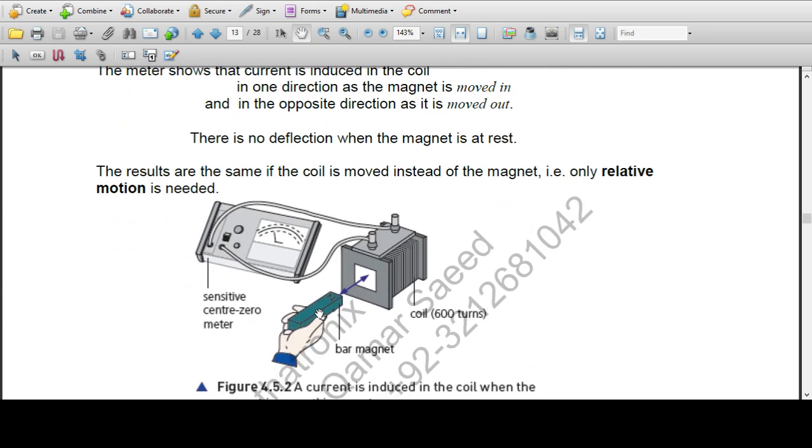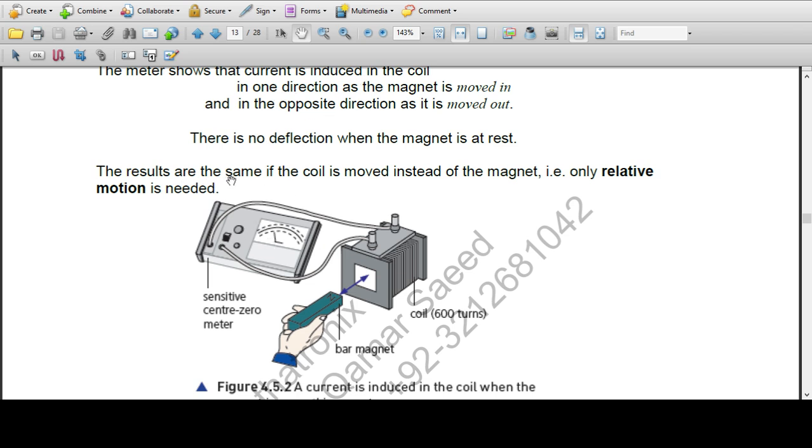When the magnet is moved in, it shows a deflection, and when it moves out, it shows the deflection in the opposite direction. There is no deflection when the magnet is at rest. When the magnet is inside and stays there for longer duration, there is no deflection. It shows the deflection only when there is a relative motion. If the coil is moved here and there, then again the deflection will be shown.